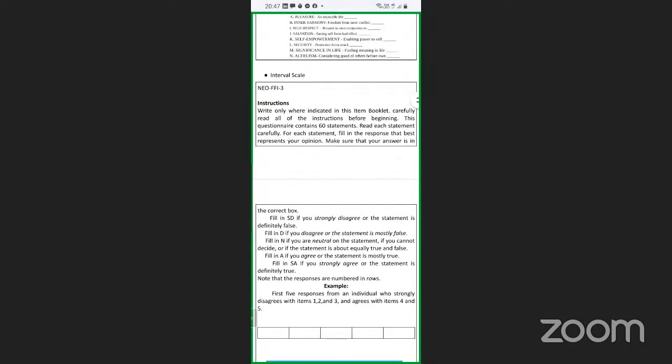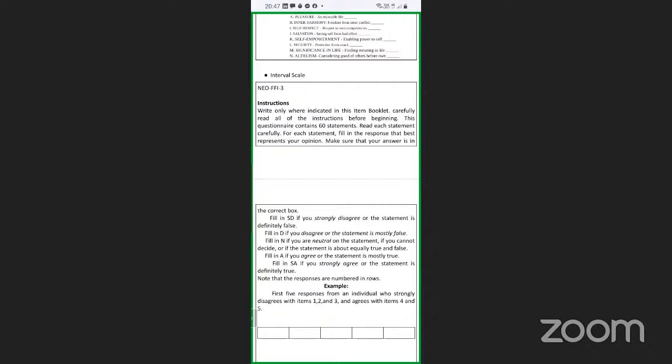Okay, Farah, next is the interval scale. Yes, interval scale. So NEO-FFI-3 instruction: write only where indicated in this item booklet. Carefully read all of the instructions before beginning. This questionnaire contains 60 statements. Read each statement carefully. For each statement, fill in the response that best represents your opinion. Make sure that your answer is in the correct box.